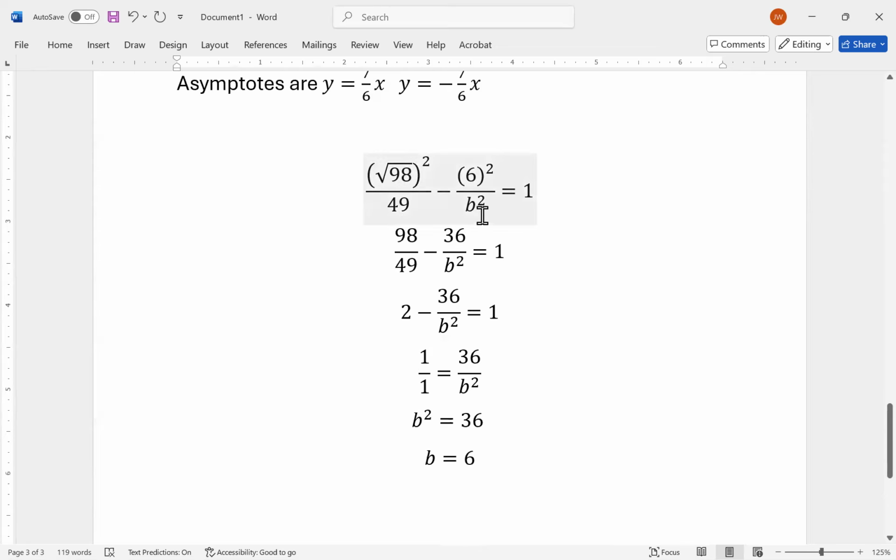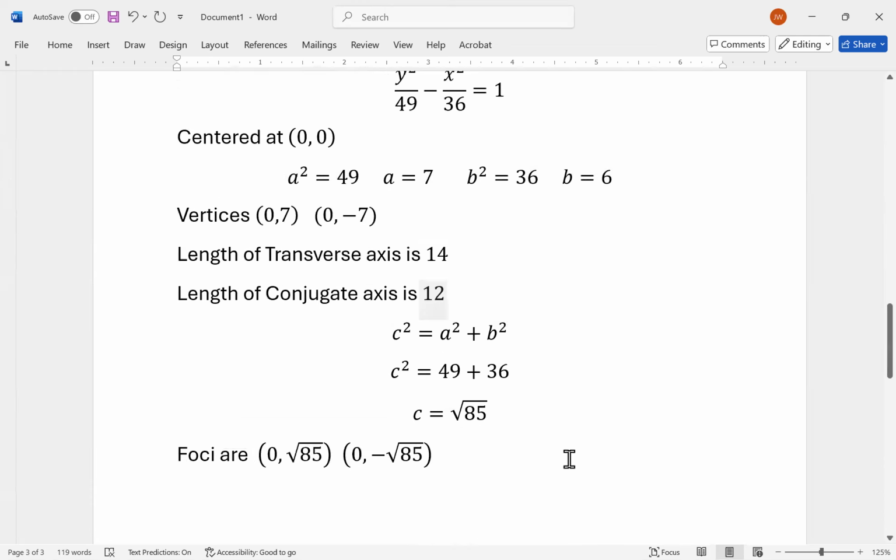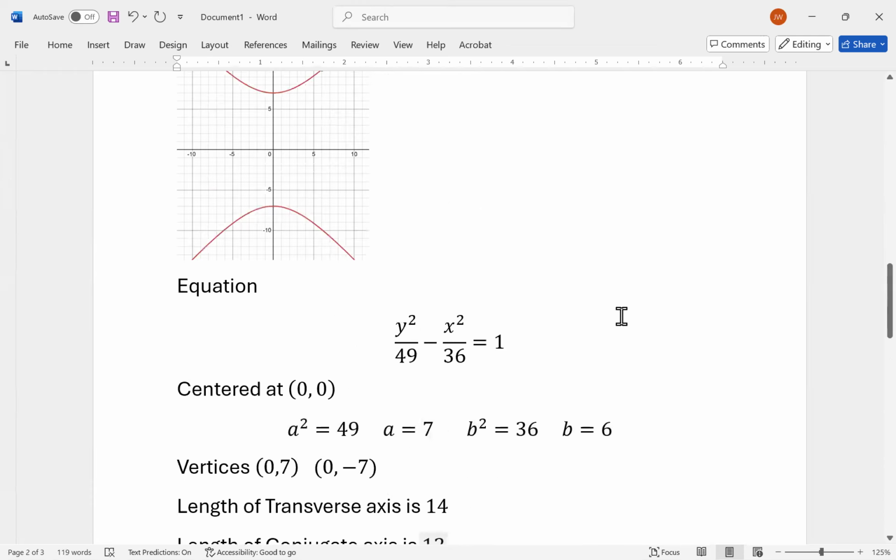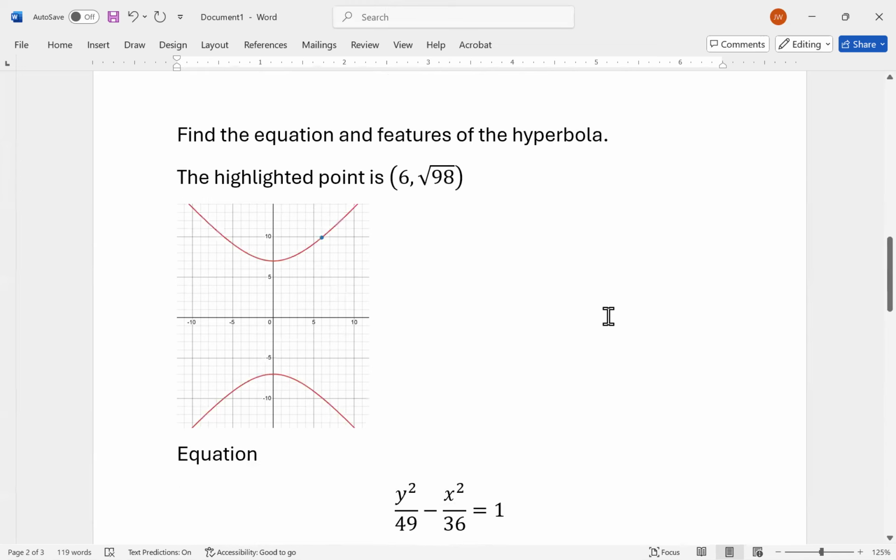We have this tool where we can plug in a point. Plugging in a point and solving for B can be used to find the B. So that's how we could find the equation and the features of a hyperbola if I see the graph and I can tell what one point on the graph is.